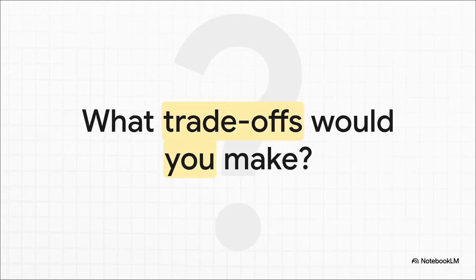So, you see, great system design isn't about finding some perfect one-size-fits-all solution. It's about deeply understanding what really matters for your specific app. Is it ironclad accuracy, or is it being online no matter what? It's about making smart, informed compromises to build the right system for that specific job. So, it all boils down to one question. What trade-offs would you make?